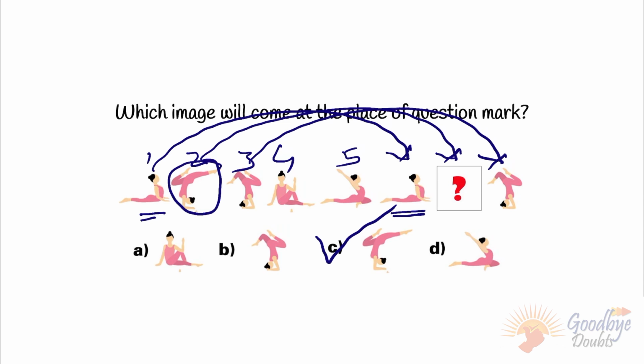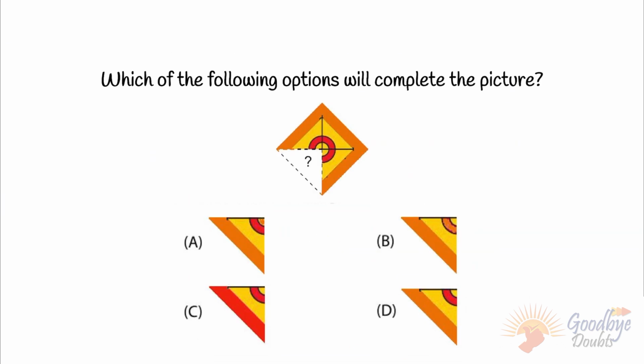Let's look at the next image. Which of the following options will complete the picture? We have a square design where one part is missing. We need to find which option can fill that part. It's plain and simple. The outer part is orange, so an orange piece should come in this place. Let's see which are orange. This is orange, this is orange, this is orange. So these three are orange.